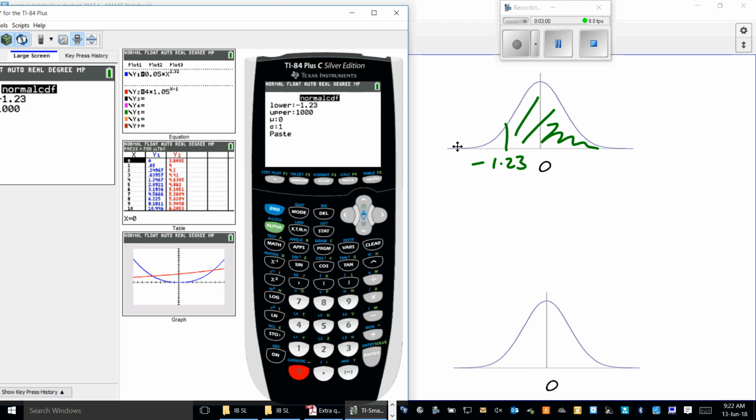Mean doesn't change, standard deviation doesn't change because it's standard normal. Press paste.